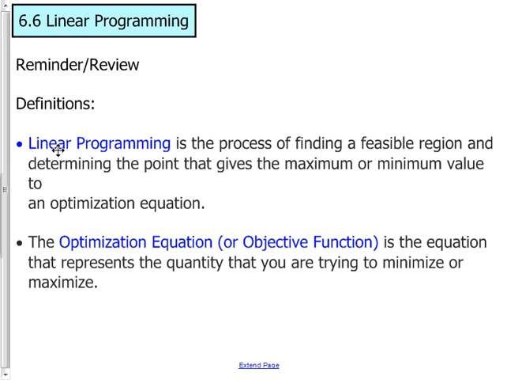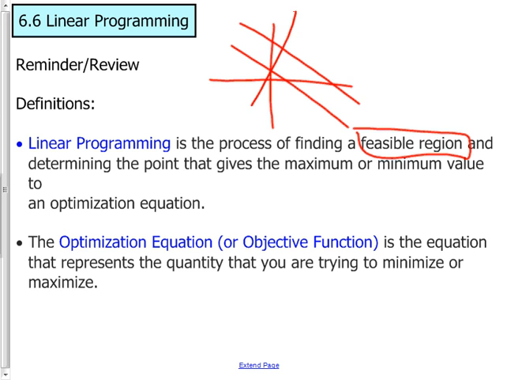Okay, so this is kind of a review of linear programming. It's the process of finding a feasible region. You guys know kind of how that looks now, right? If you had something like this and you shade it on this side and that side and this side and that side, you get this shape.